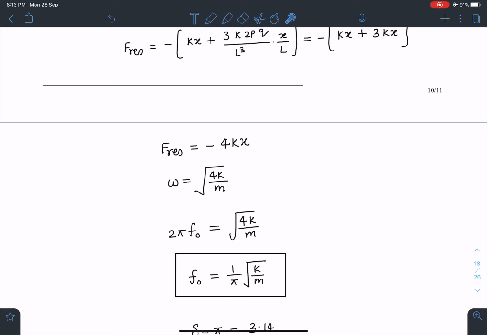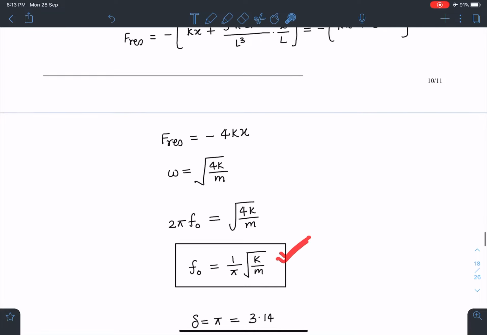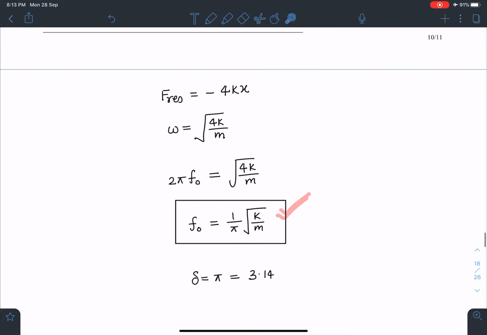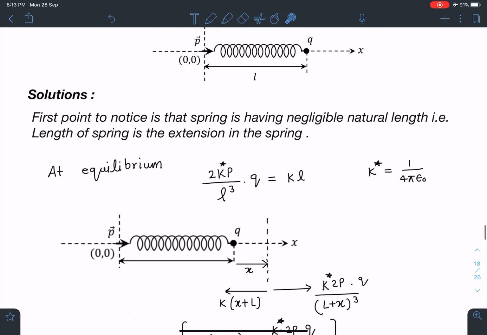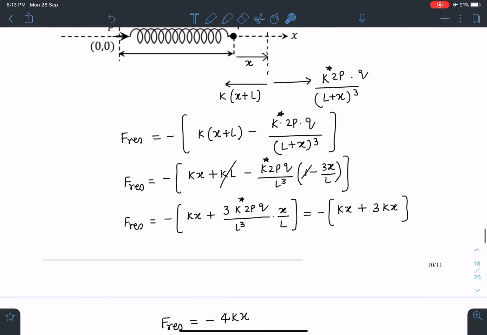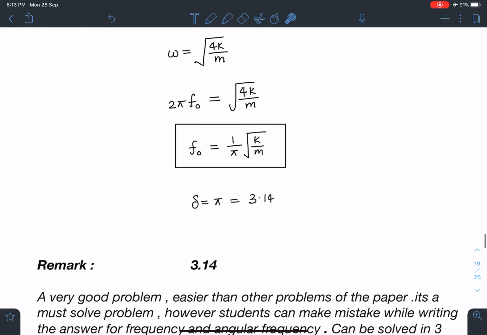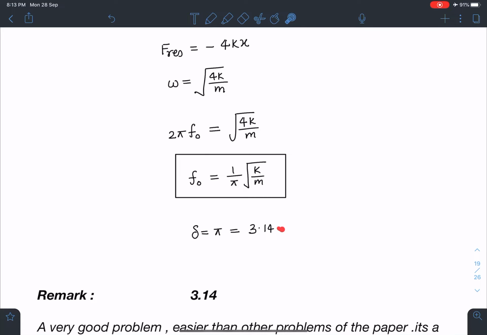You have to be very careful here. They are not asking for angular frequency, they are asking about linear frequency. So 2 pi f naught is root 4k by m, or f naught comes as 1 by pi under root of k by m. Here they are asking 1 by delta, so delta is pi, which is 3.14. So the answer for this problem is 3.14.